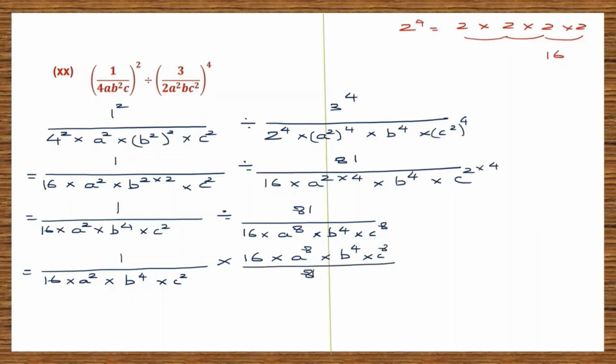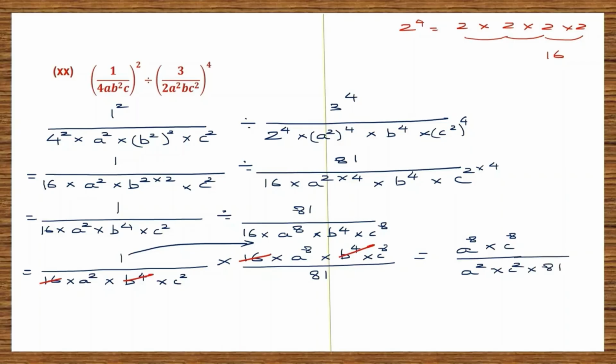Now that it's become multiplication, we can cancel. What can we cancel? I can cancel 16 and 16. I can cancel b to the power of 4 and b to the power of 4. Now what do we have in the numerator? We have 1 into whatever is left here, which is a to the power of 8 into c to the power of 8. And in the denominator, what do we have? a to the power of 2 into c to the power of 2 into 81. This is what we have.